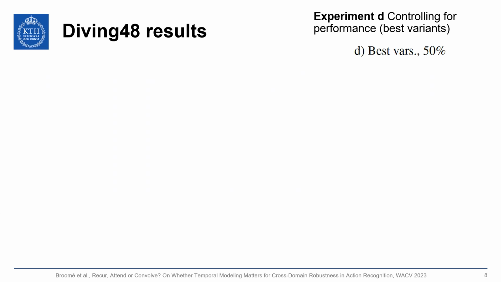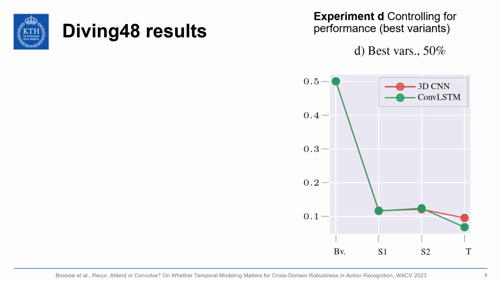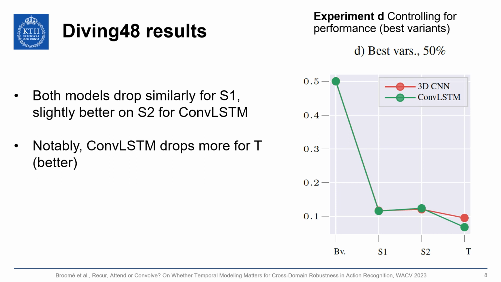Another example experiment here is with the best versions of the models after hyperparameter search, where we see that the 2 models drop similarly for S1 and S2, but that there's an important gap here between the 3D CNN and the Convolve on the texture domain.